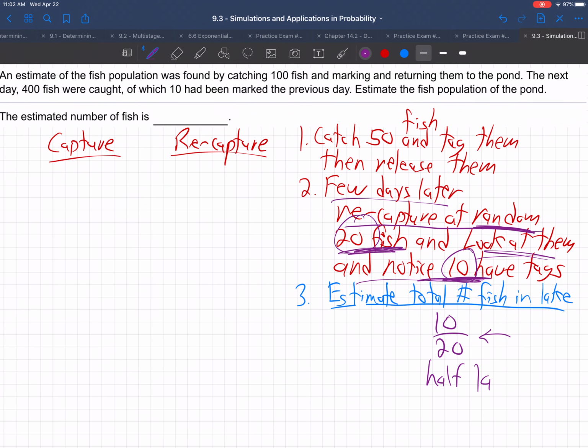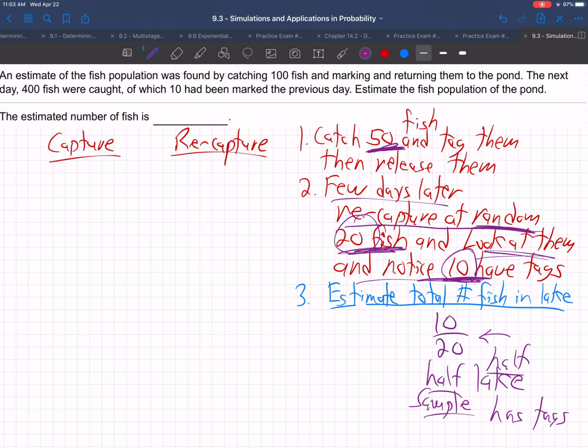Half of my sample has tags, so we're thinking probably half of the lake has tags. If that is the case, then you know how many have tags because you did it a couple days ago.